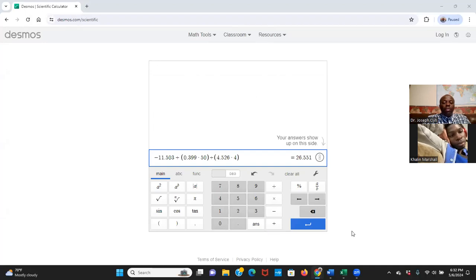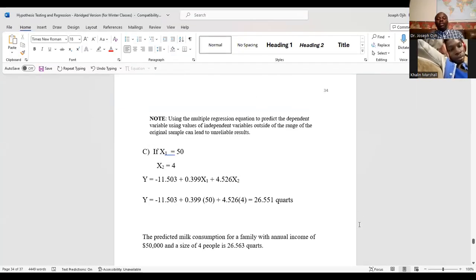So that means the predicted milk consumption for a family with an annual income of $50,000 and a size of 4 people is 26.551 quarts. Any question on this? Any question? Okay.